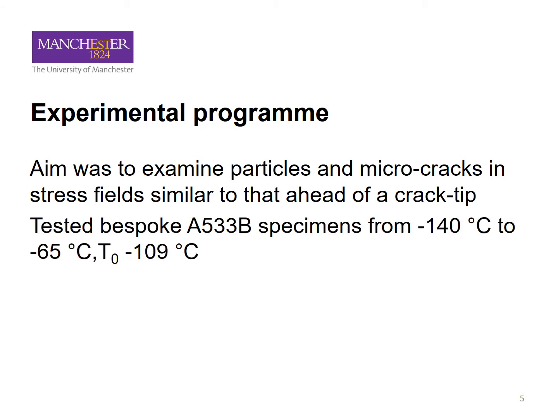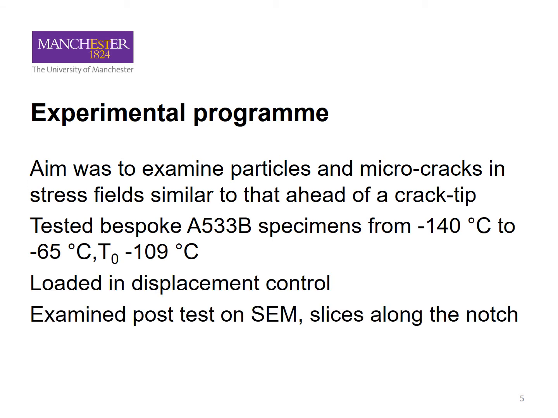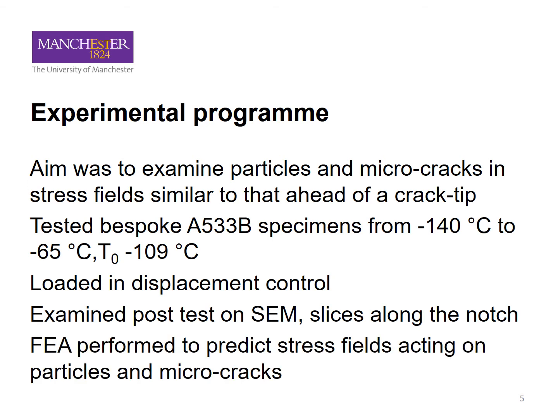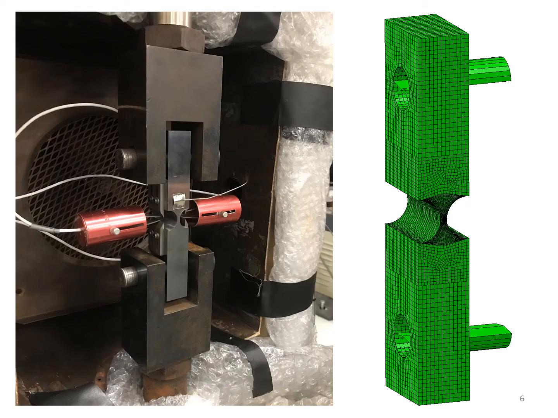A tensile specimen was designed with a highly constrained region in the centre and manufactured from A533B specimens. These were tested from -140 to -65 degrees Celsius, around the transition temperature of -109. The specimens were loaded in displacement control and examined destructively post-test on an SEM using slices along the notch. FEA was performed in parallel to try to predict the stress fields acting on particles and microcracks based on their location. Shown on the left is one of these specimens, and shown on the right is the FEA.